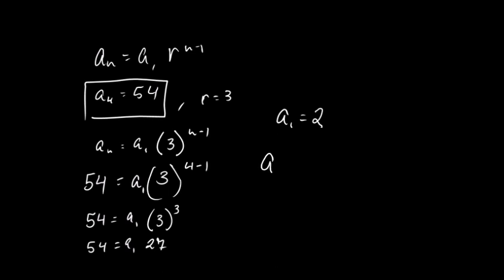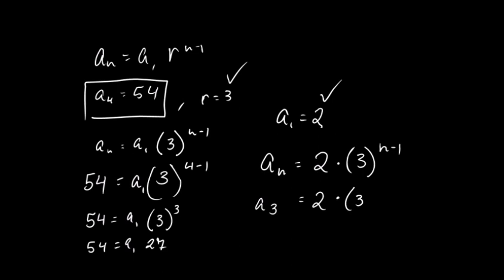So now I can officially write my rule: a sub n equals 2 times 3 to the n minus first power. Make sure we have the proper r, I do, and the proper a sub 1. There is your rule. If I were to ask you then for, let's say, a sub 3, you would replace n with 3. 3 minus 1. 2 times 3 squared. That would give you 2 times 9, which is 18. So a sub 3 equals 18.